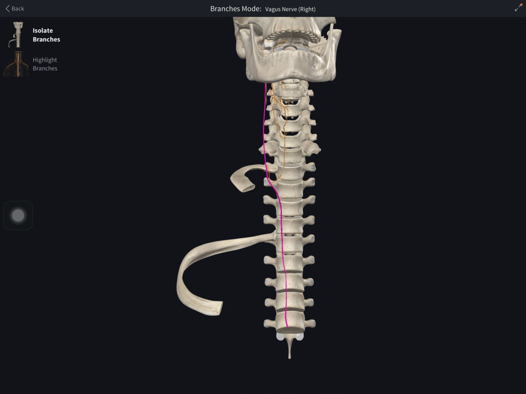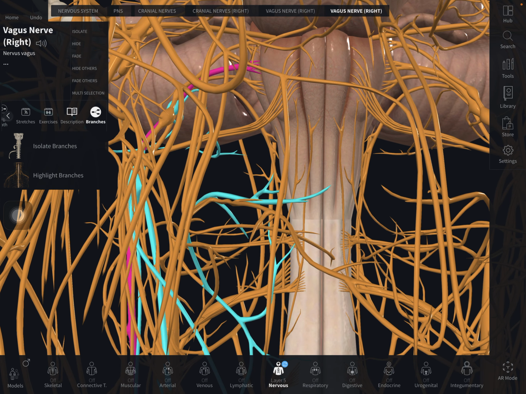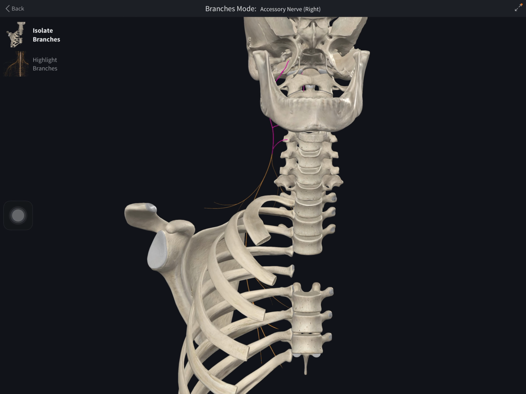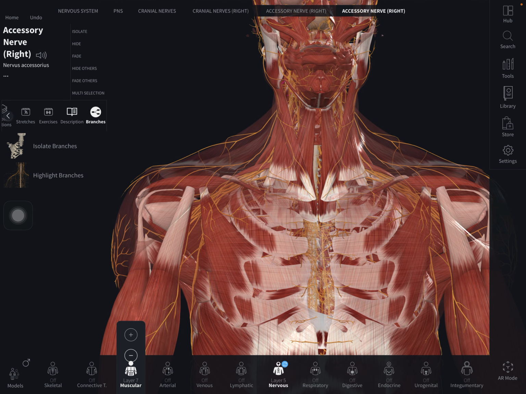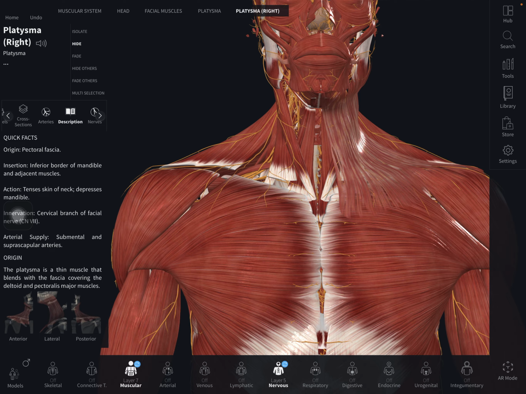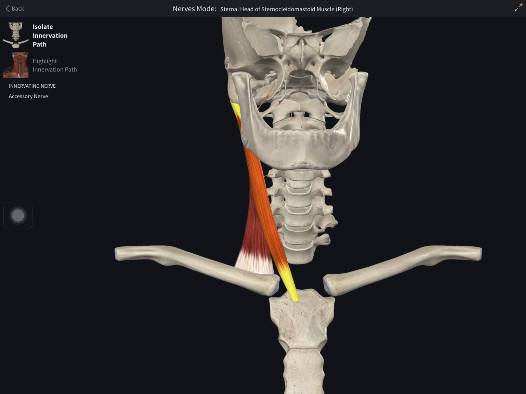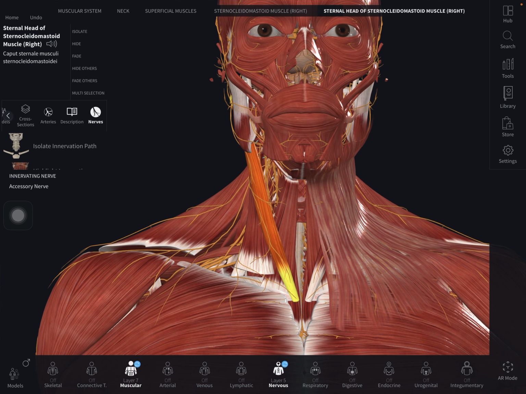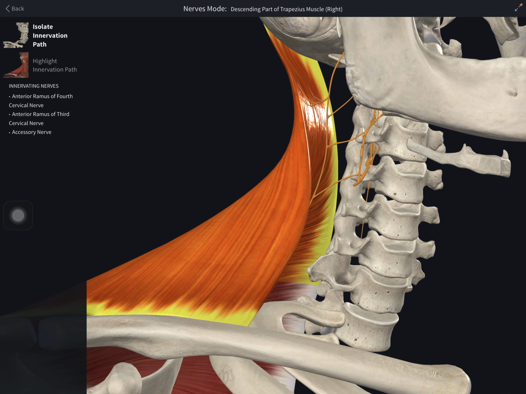Next, you have the accessory nerve. This accessory nerve innervates the sternocleidomastoid muscle and the trapezius muscle. This is the sternocleidomastoid muscle, and it is innervated by this spinal accessory nerve. Then the trapezius muscle is also innervated by this accessory nerve.